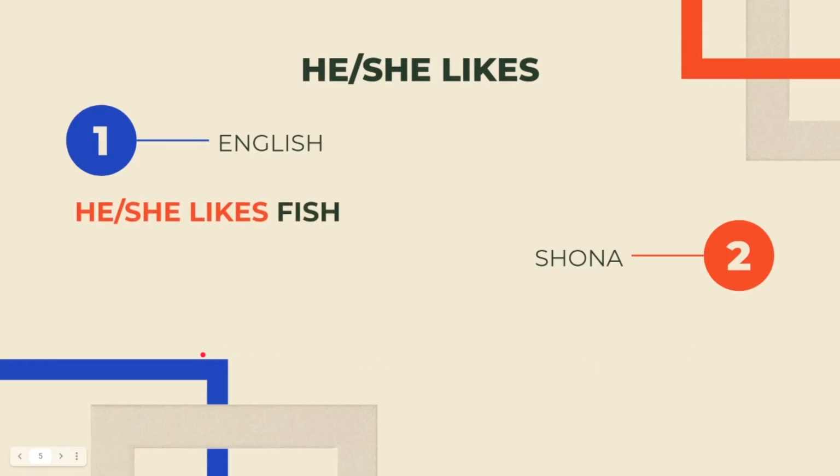Another example. He or she likes fish. In Shona, anofarira hove. He or she likes, anofarira; fish in Shona becomes hove. Anofarira hove.